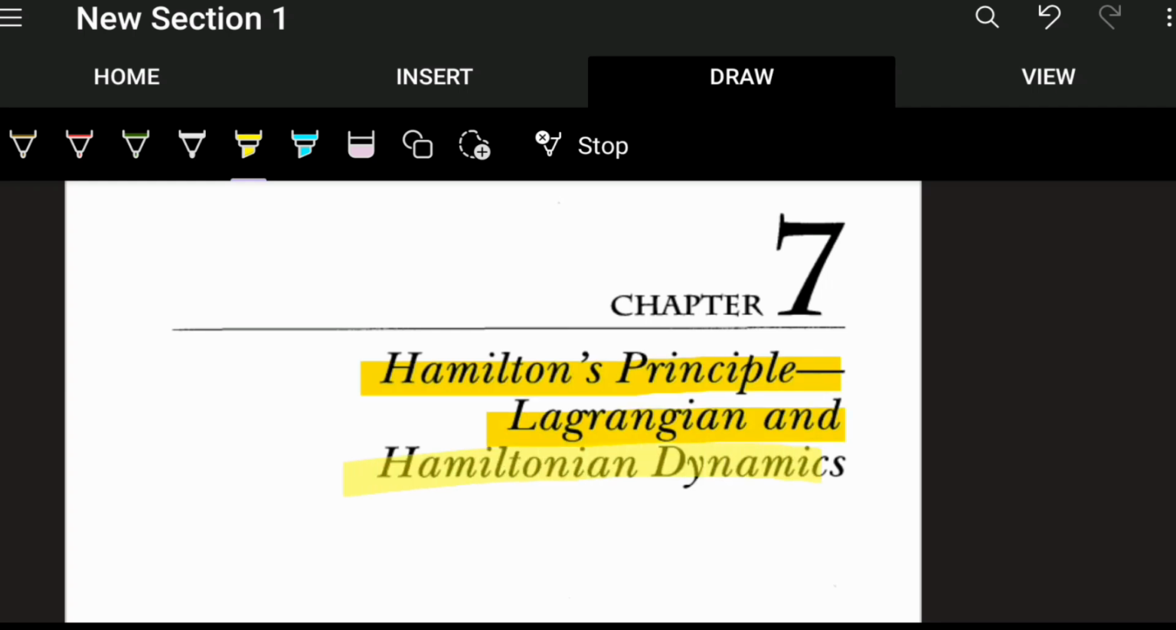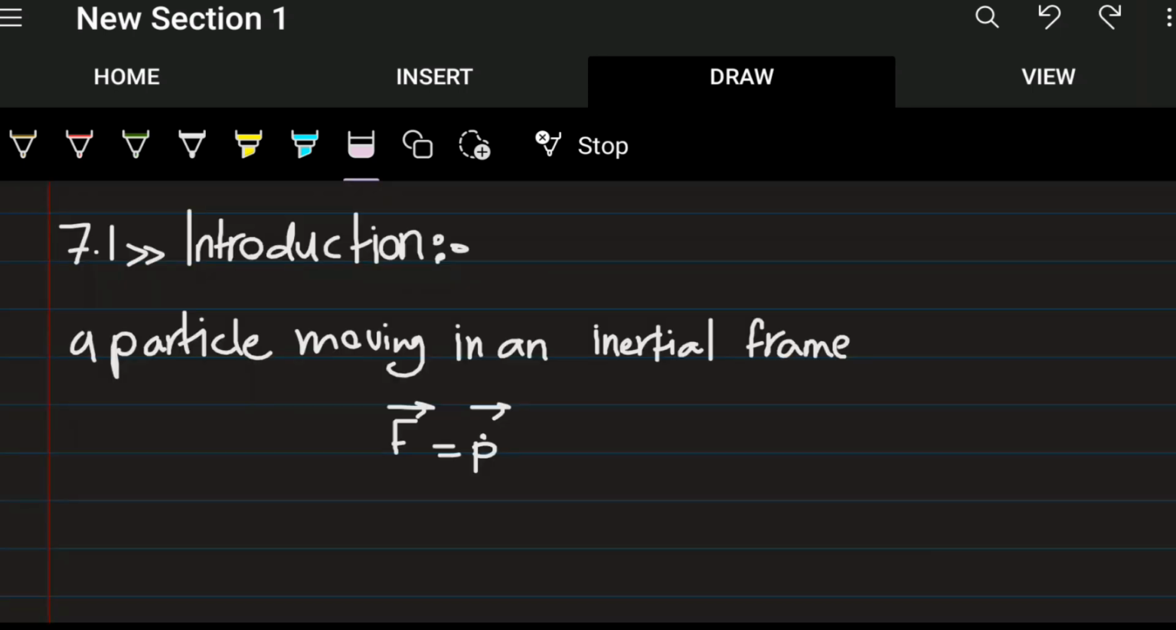Classical Dynamics of Particles and Systems by Stephen T. Thornton and Jerry B. Marion. I'll be going through the chapter section by section, resolving the examples, and in the end of it, solving some problems too. That being said, let's dive right into it. The first section is an introduction to the chapter.